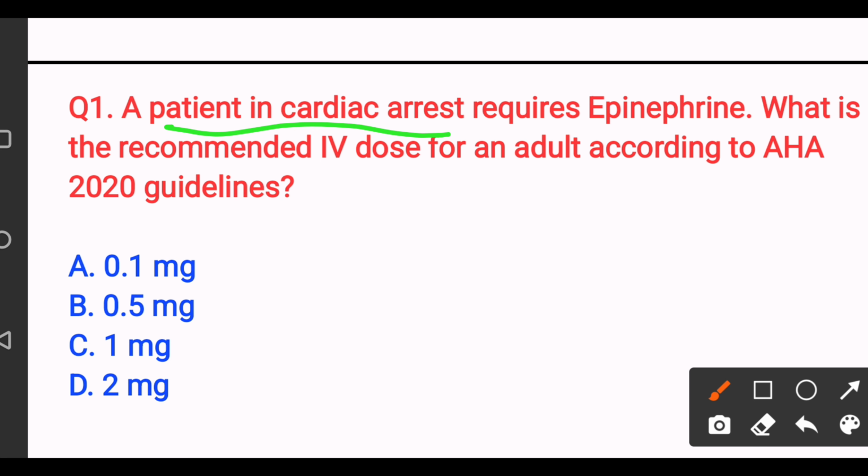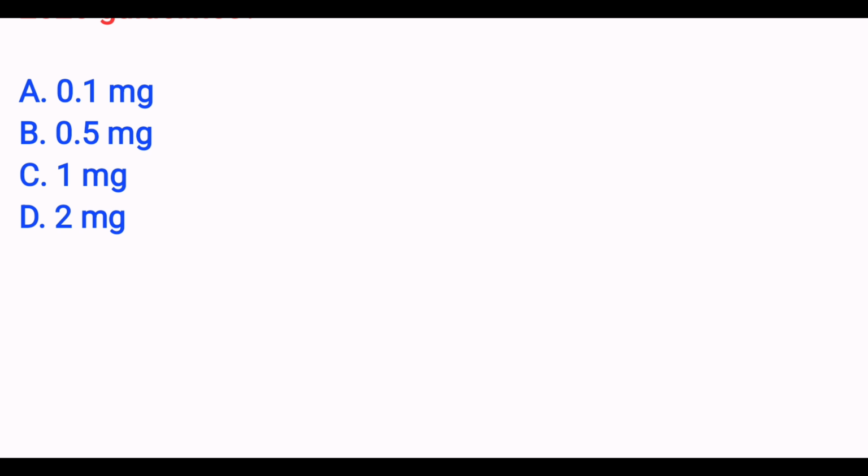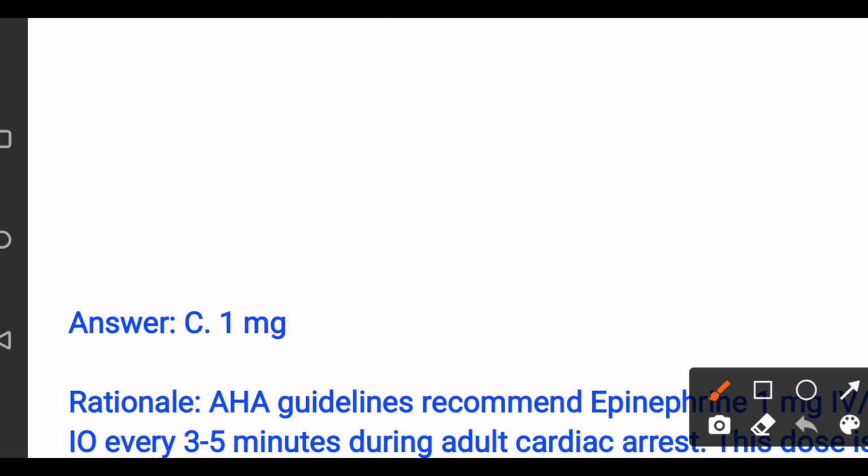A patient in cardiac arrest requires epinephrine. What is the recommended IV dose for an adult according to the AHA, American Heart Association, guideline 2022? Option A 0.1 mg, option B 0.5 mg, option C 1 mg, option D 2 mg. The answer is option C, 1 mg.